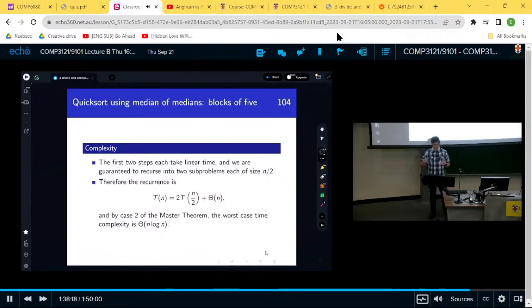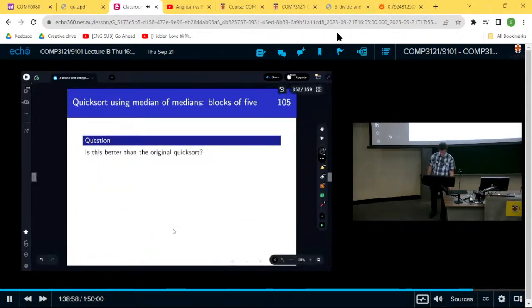So if we select the median for quicksort, we saw how to do it in order n time. And now we're guaranteed that the pivot is bang in the middle, and we need to solve two subproblems of size n divided by 2. Then we can use the master theorem to upper bound the running time of this variant of quicksort in time big O of n log n. So is this better than the original quicksort? We have improved the worst case running time by a smart pivot selection strategy.